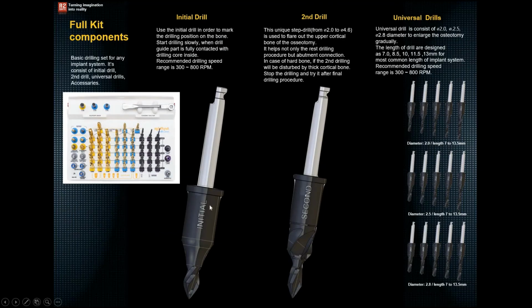The initial drill is what we call the marking drill. It's a very short drill that is used to only mark the position of the osteotomy, and then we use it to guide the other drills and the subsequent drills to go in the correct position. The second drill has the same tip as the initial drill, but on top of it, it has this part right here that profiles the cortical bone, and it enables you to place the next universal drills very smooth.